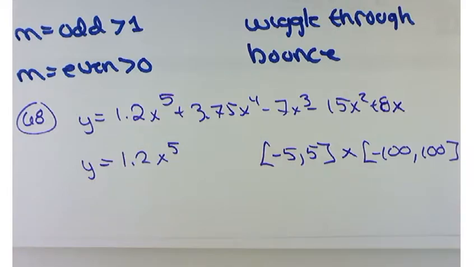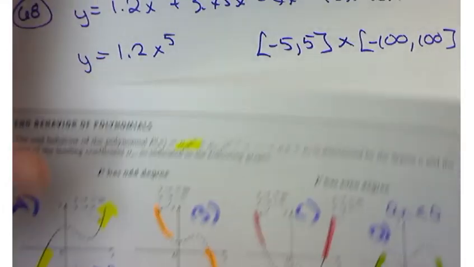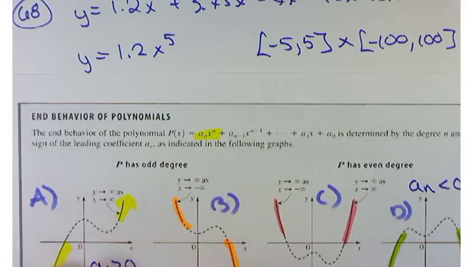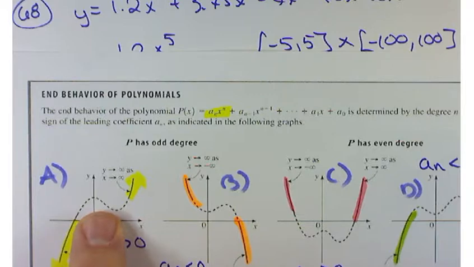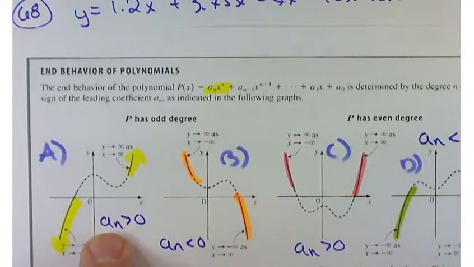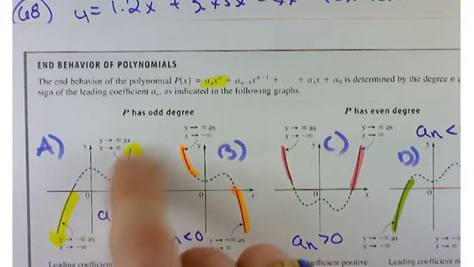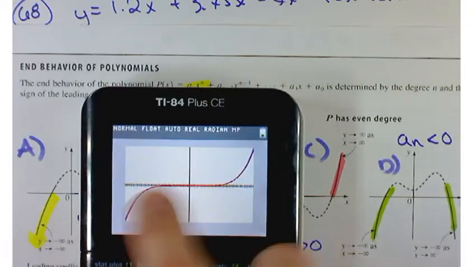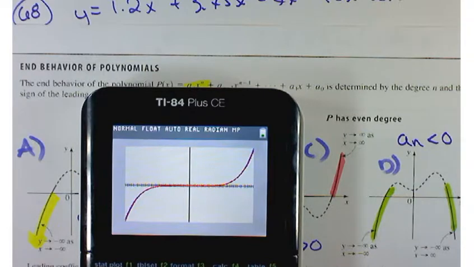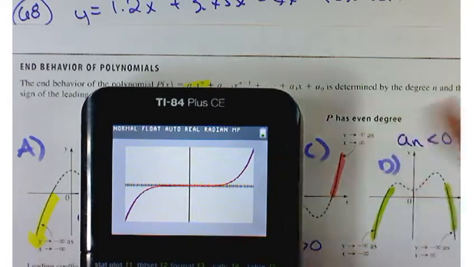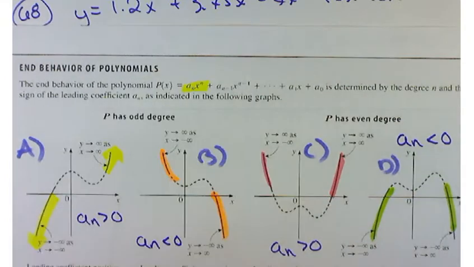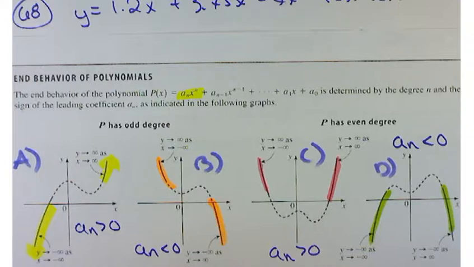So which of these 4 situations do I have here? Well, it has to be an odd function, and since my coefficient is greater than 0, it has to be a. And we see that. It's down to the left and up to the right. Now what happens in between? Well, that can wiggle around a lot, and we saw that with our initial window. But here, we're seeing the long-term behavior of this, the end behavior, and they're much different.